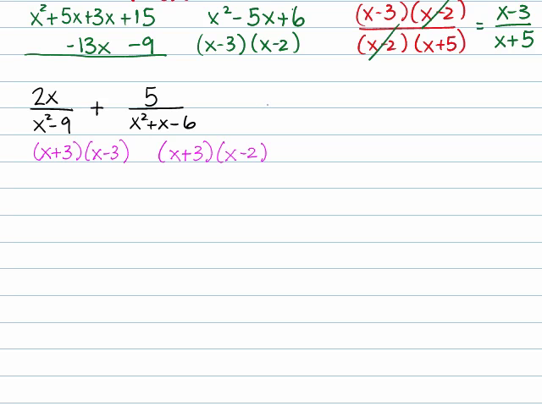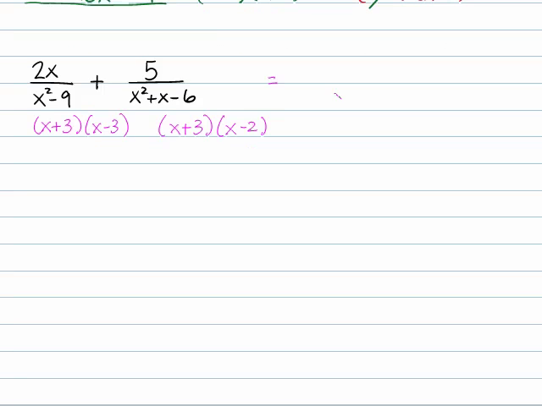The least common denominator is (x + 3)(x - 3)(x - 2). Notice that I don't square the x + 3 because I don't need to. None of the denominators has it squared. All I need is to have the factors of every denominator included in the least common denominator.